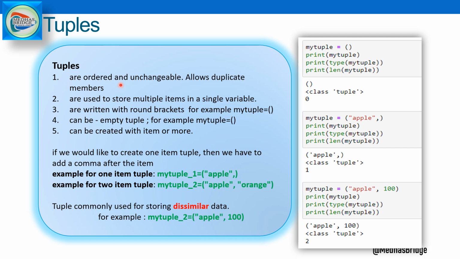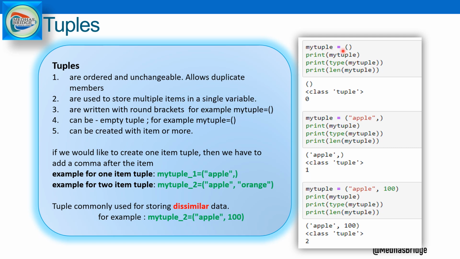Tuples. Tuples are ordered and unchangeable, and allow duplicate members. Tuples are used to store multiple items in a single variable. Tuples are written with round brackets, for example, my tuple, and can be an empty tuple, and can be created with items of different data types. If we would like to create a one item tuple, we have to add a comma after the item. Example for a one item tuple is this. Example for a two item tuple is this. Tuples are commonly used for storing dissimilar data. Say we have items which are from different data types.